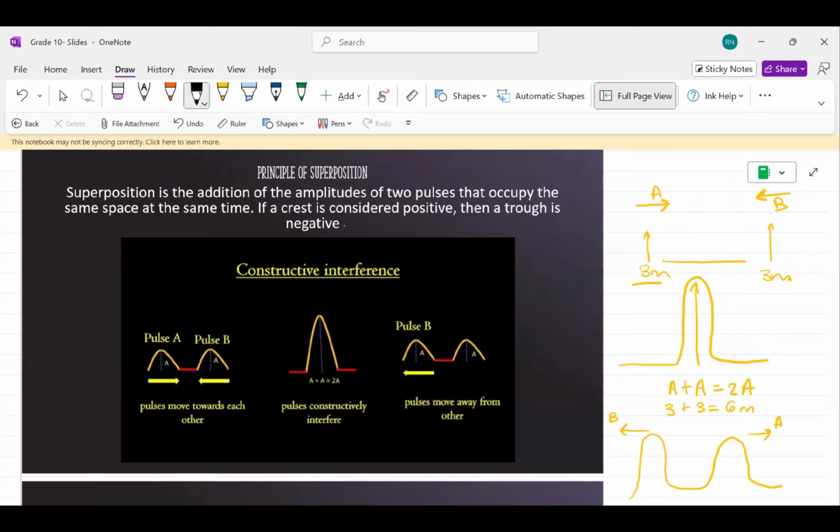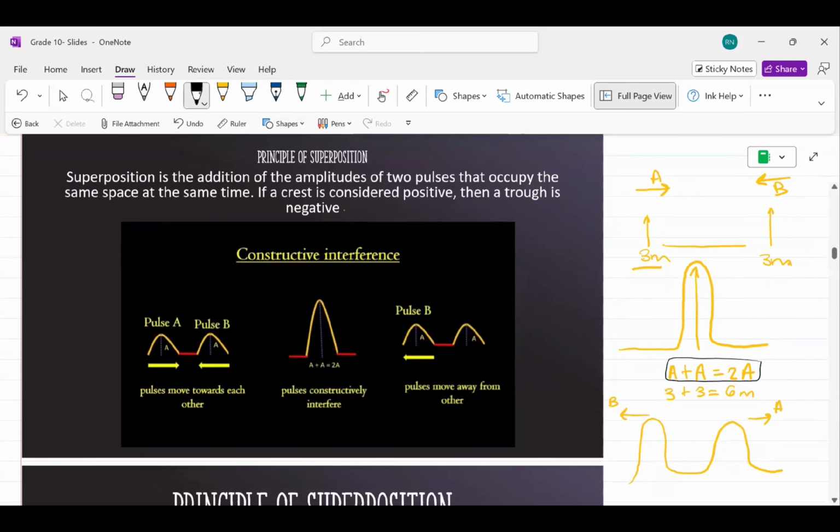They collided and caused the amplitudes to become added to each other, giving us a larger amplitude. And because they were both crests, we added them together. And so after that collision, they then move away from each other in the original direction of motion.